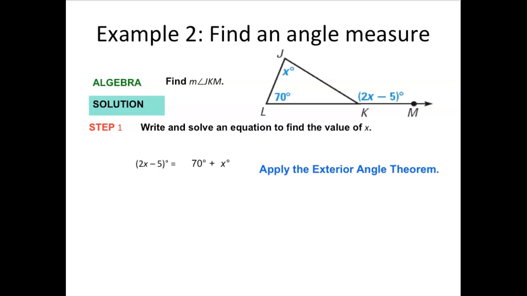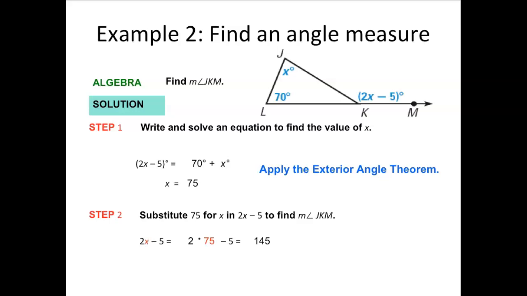Now we can solve for X, and we get X equals 75. Now this is asking you to find the measure of angle JKM, not what X is equal to. So now we're going to need to substitute 75 back in for X. Since the measure of angle JKM is equal to 2X minus 5, we're going to substitute that X in there for 75. 2 times 75 minus 5 is equal to 145. So our answer is that the measure of angle JKM is 145 degrees.